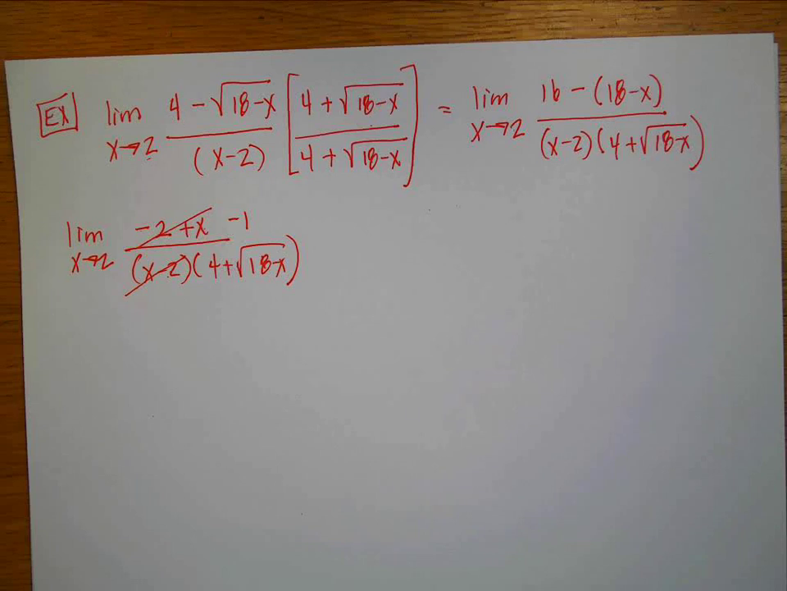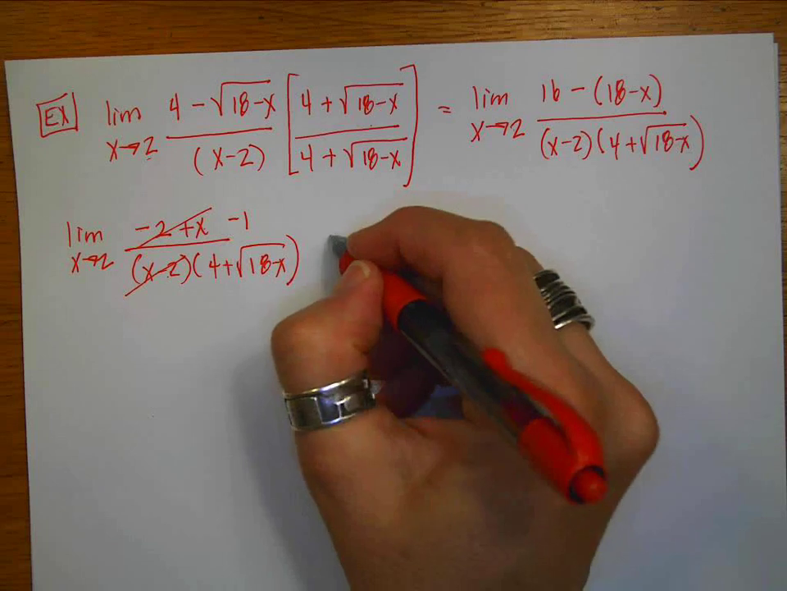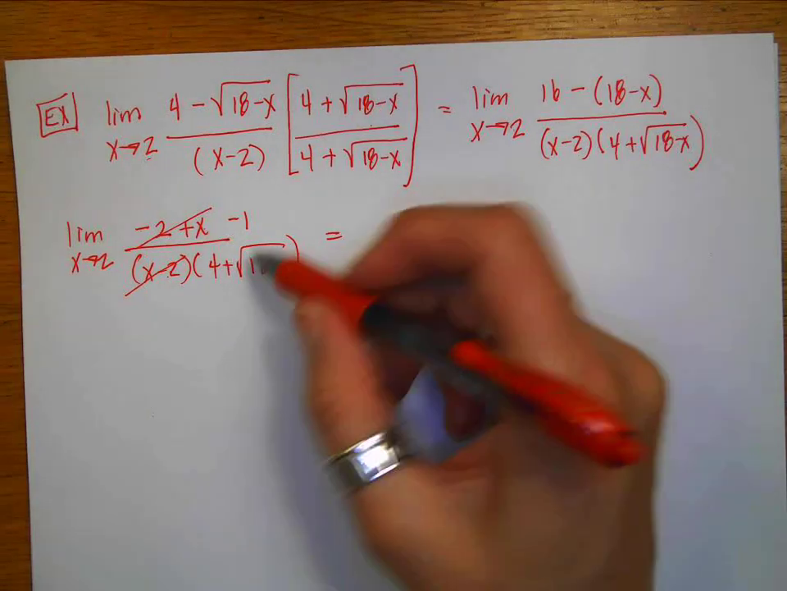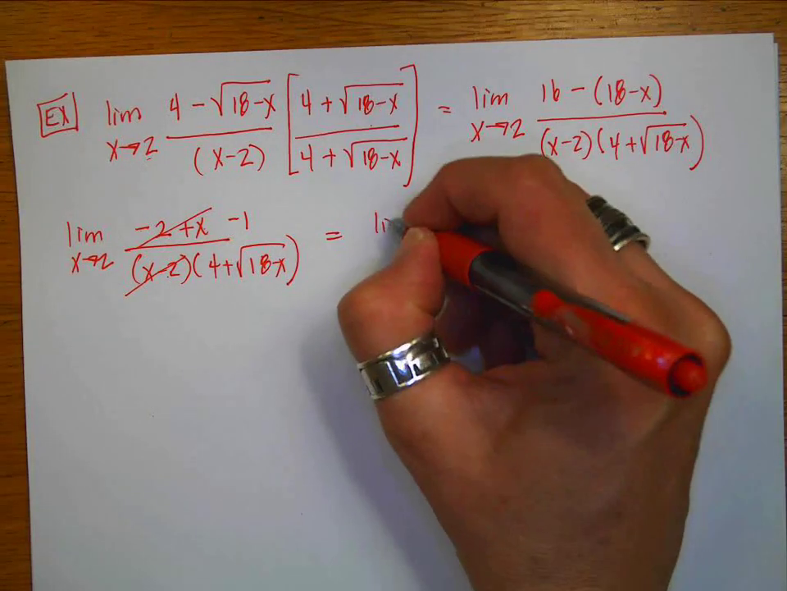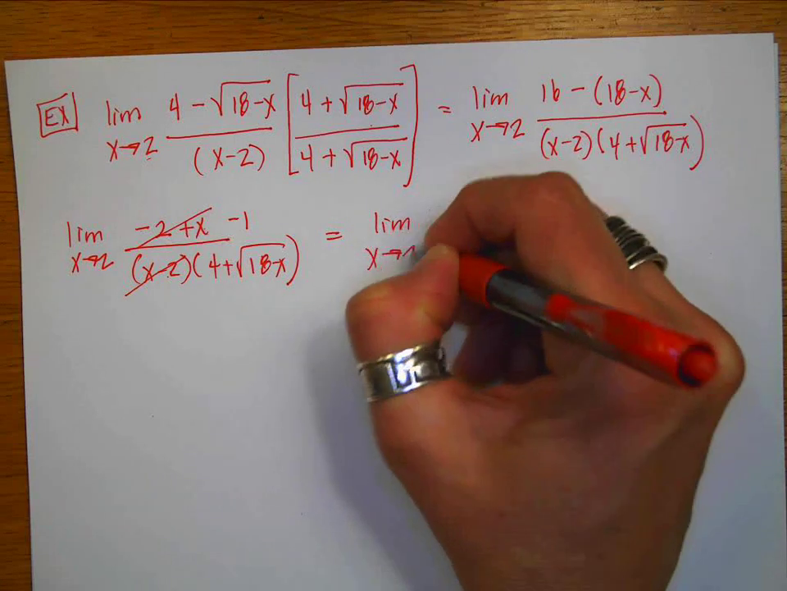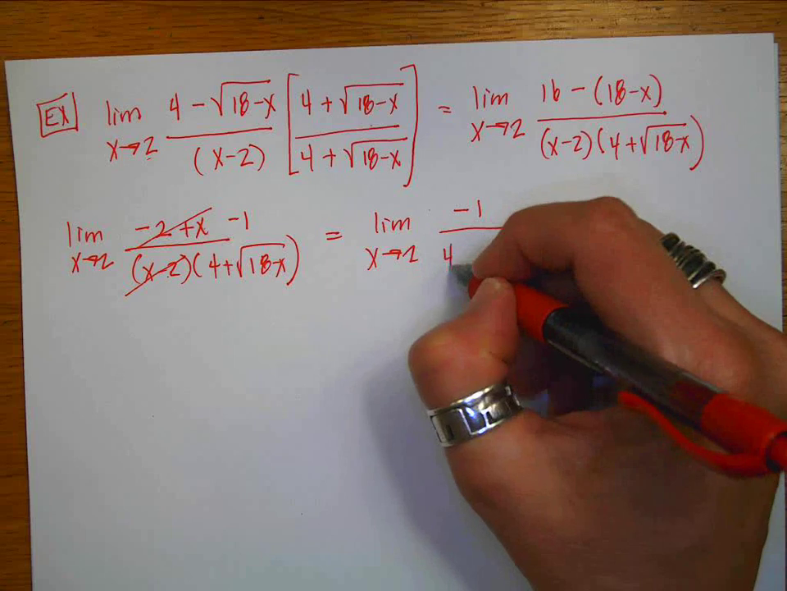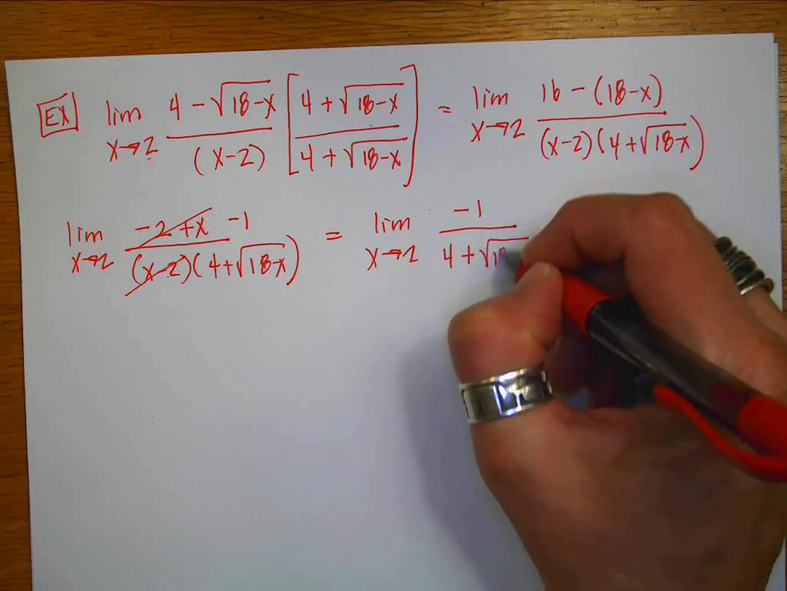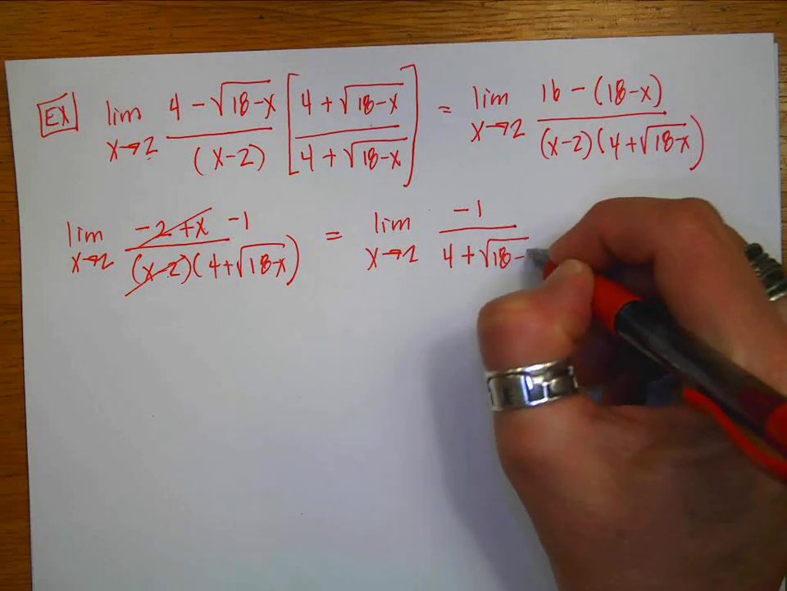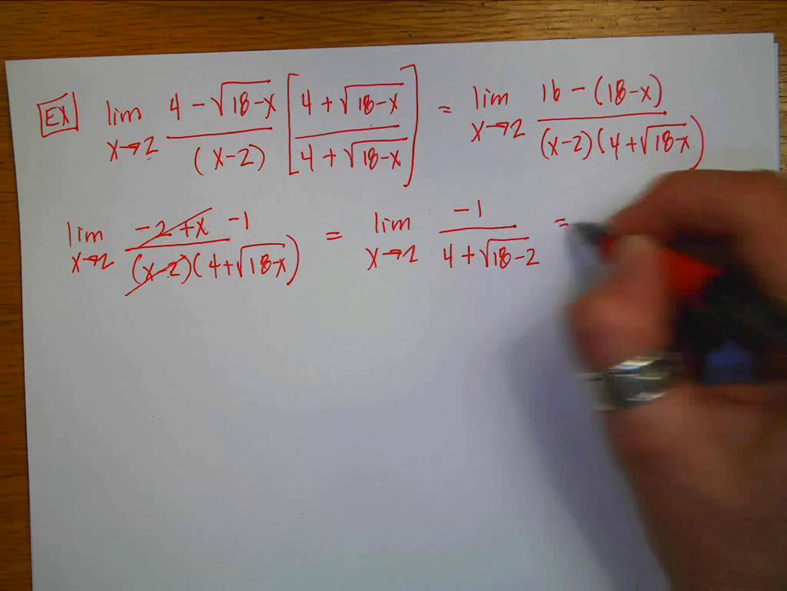Okay? Did I do my math right? 16 minus 2 is a negative 2 plus x. Yep, I did. Alrighty. So then now I want to look at my direct substitution. So here's the limit as x approaches 2 of a negative 1 over, and then I have the 4 plus, and then 18 minus 2.